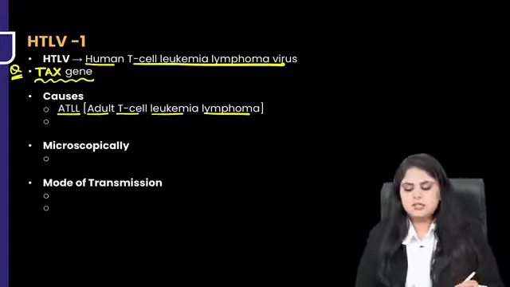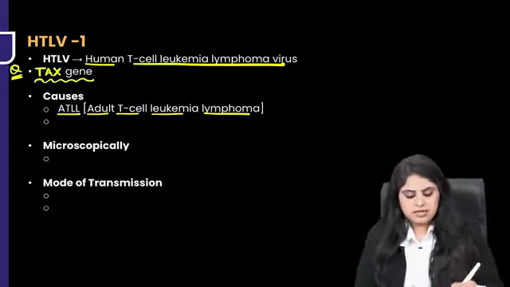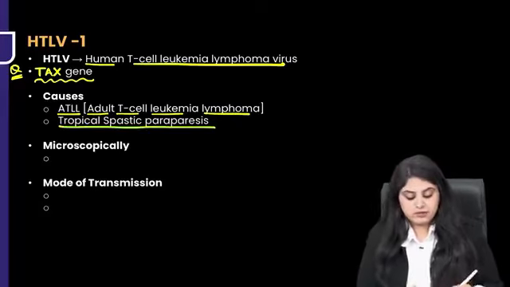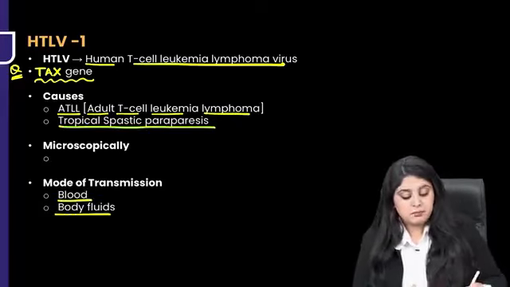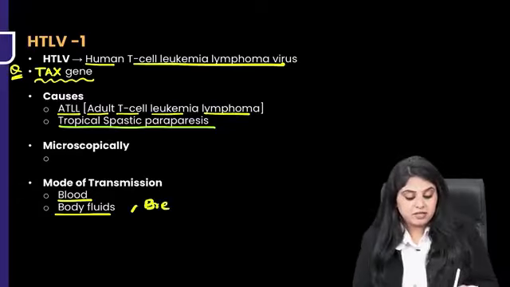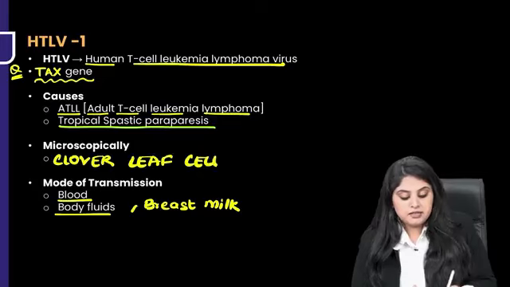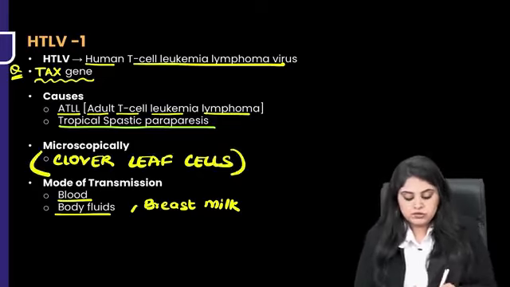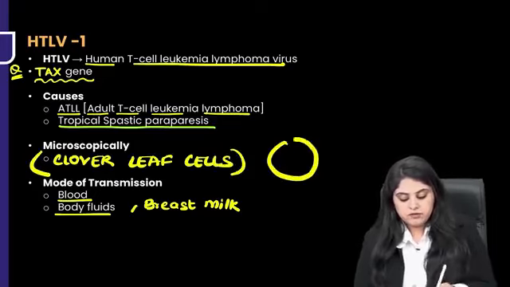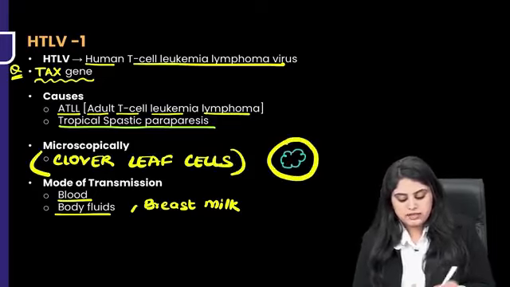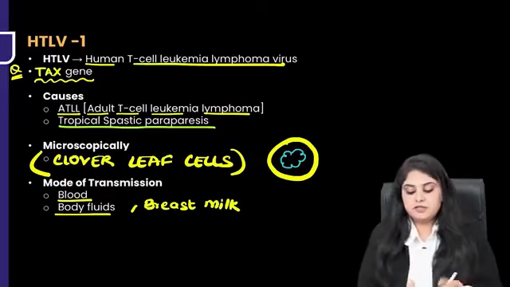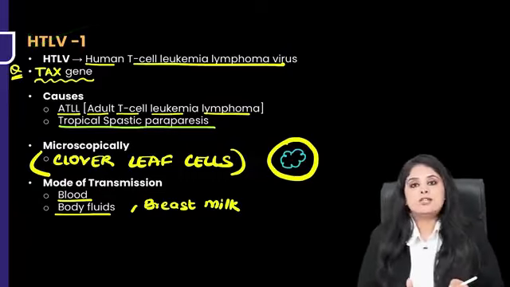Other than lymphomas, can it cause something else? Yes, it can also cause a non-cancerous thing known as tropical spastic paraparesis. What is the mode of transmission? It can go via blood and body fluids. In fact, breast milk transmission has also been described. Do you remember in pathology what cells were seen? This is important for NEET and INI students. You see the clover leaf cells. The microscopic examination shows you cells which are going to be clover leaf. So if we draw it over here, this is how the cells will look like. The nucleus will have a clover leaf configuration. So that is what you had to know about HTLV1.